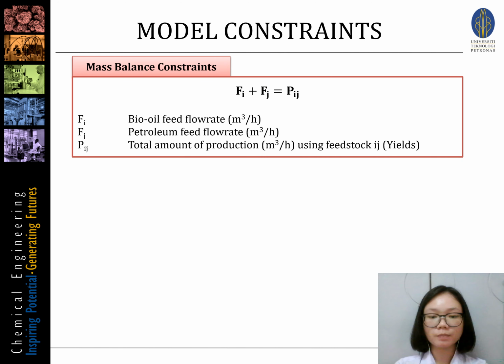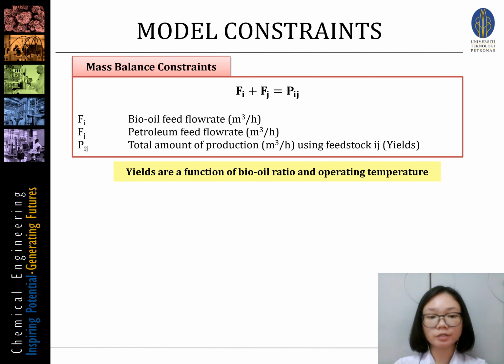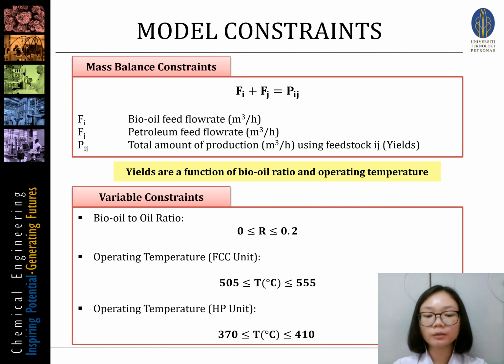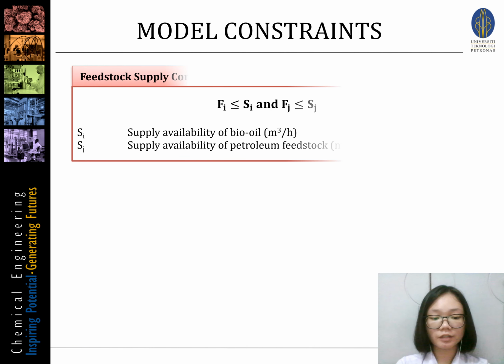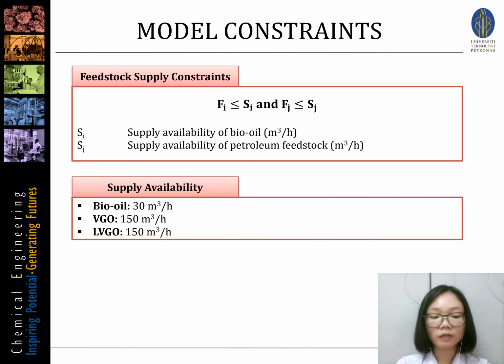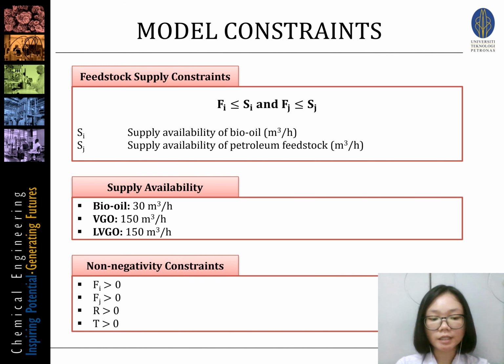Here we have the mass balance constraint, which governs the operations of the integrated process. Since the process yields are a function of bio-oil ratio and operating temperature, the variable constraints, which consist of bio-oil to oil ratio and operating temperature as shown, are important. Next, the feedstock supply limitation also imposes an additional constraint as shown, where the supply availability for bio-oil is 30 m3 per hour and 150 m3 per hour for both VGO and LBGO. And finally is the non-negativity constraint to ensure that the feed flow rate and the operating parameters are not negative.